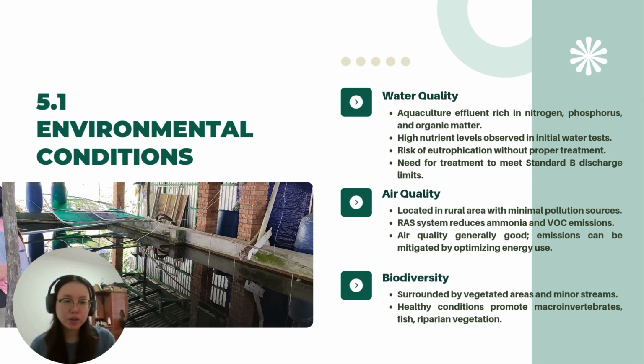First of all, we will talk about the water quality, air quality, and biodiversity at the Puri Johan Aquaculture Farm, PGA. Aquaculture is a big part of Malaysia's food production, but it comes with environmental challenges, especially water use and wastewater discharge. PGA uses a recirculating aquaculture system, RAS, which helps reduce water use but still produces nutrient-rich wastewater containing nitrogen, phosphorus, and organic matter.